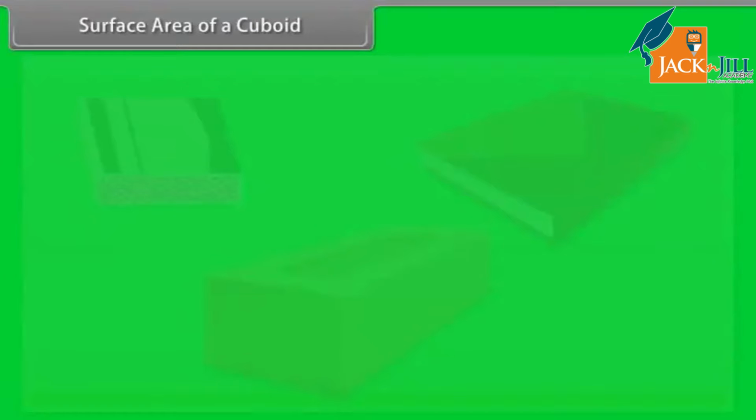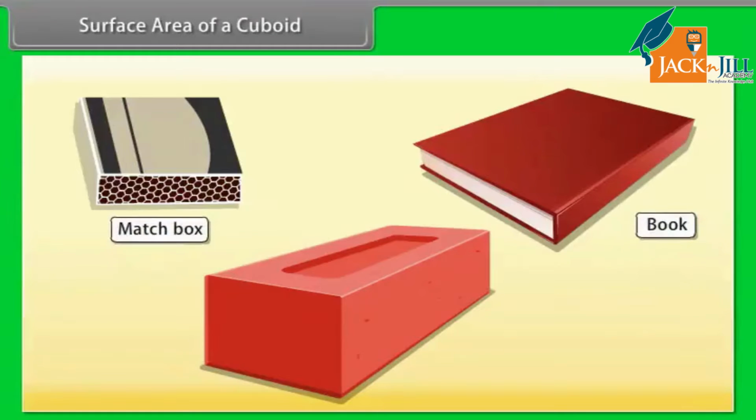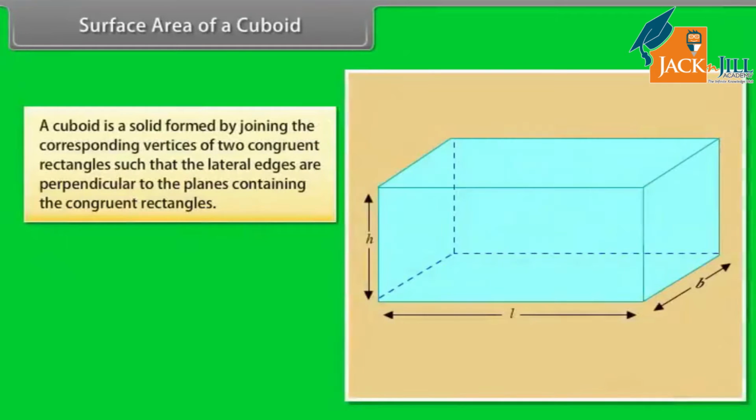Students, look at these things. A book, a matchbox, a brick. All these are the examples of a cuboid. A cuboid is a solid formed by joining the corresponding vertices of two congruent rectangles such that the lateral edges are perpendicular to the planes containing the congruent rectangles.